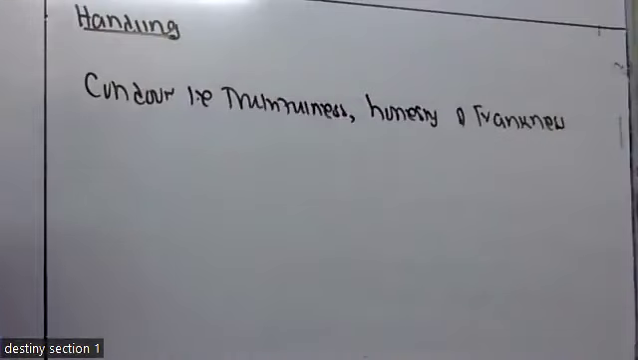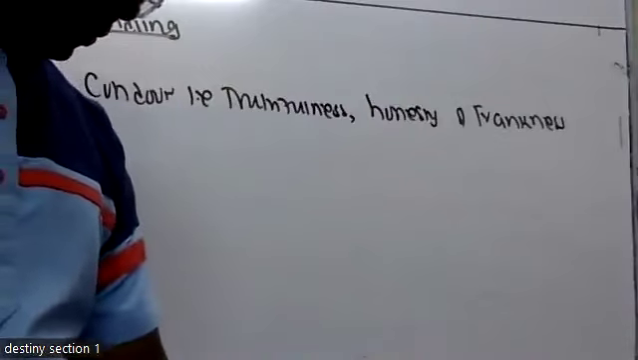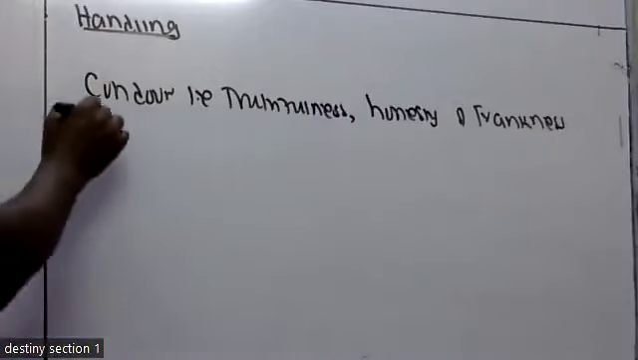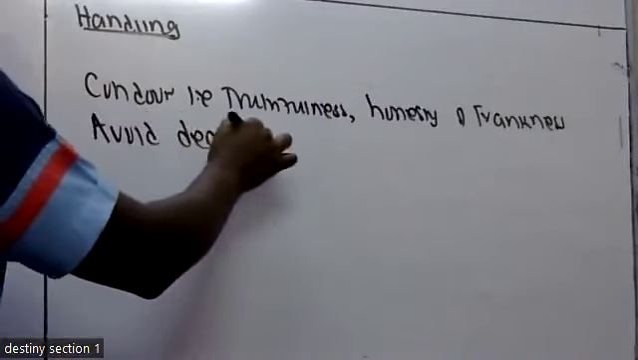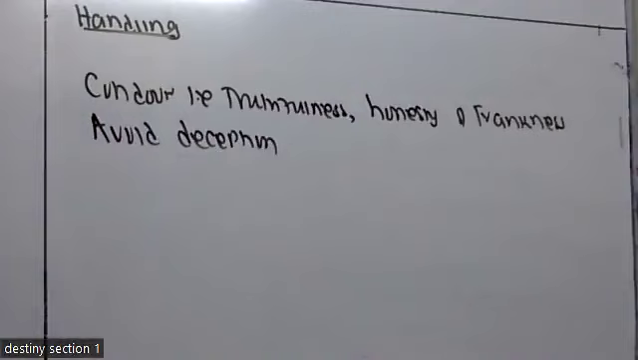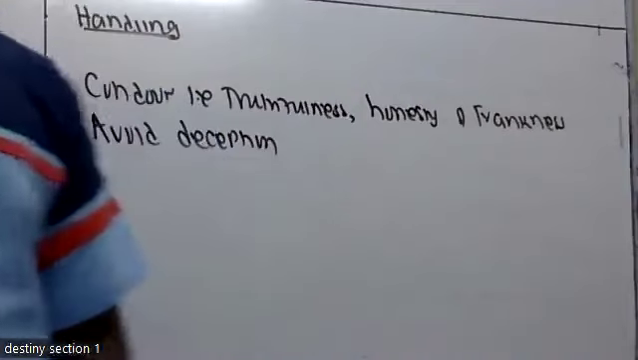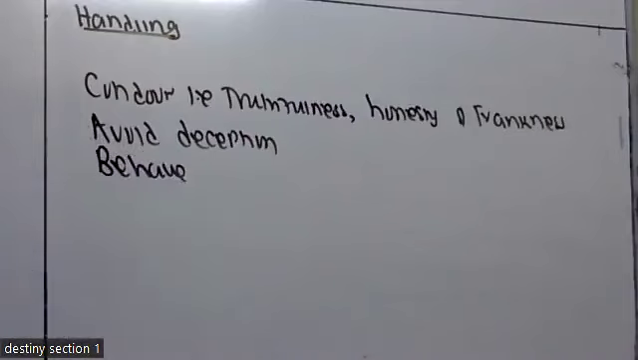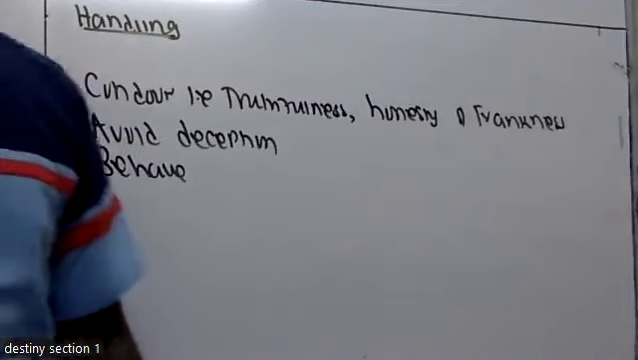Another one is keep messages accurate. Give us information that does not have errors. Another one is avoid deception. Don't tell us lies. Another one is behave consistently. Be consistent. Know that this is your way, and we can even judge you by it.